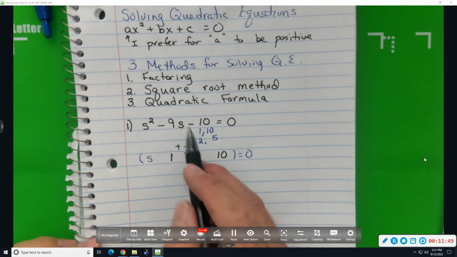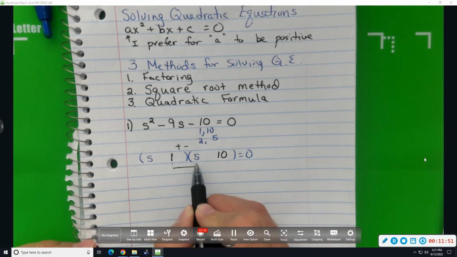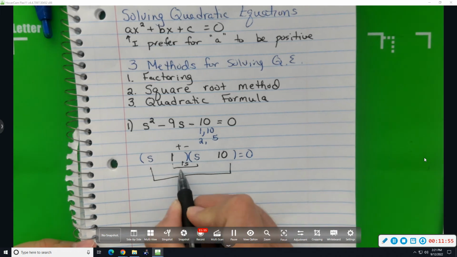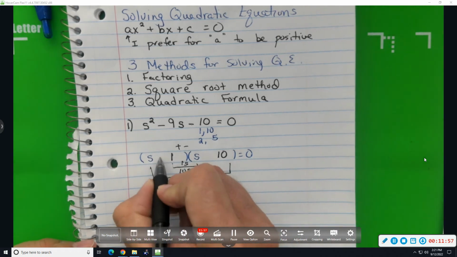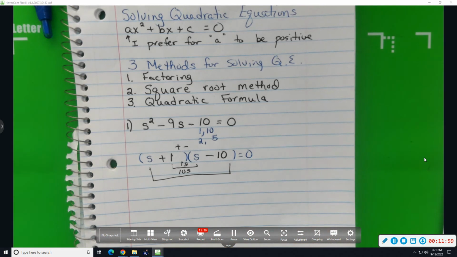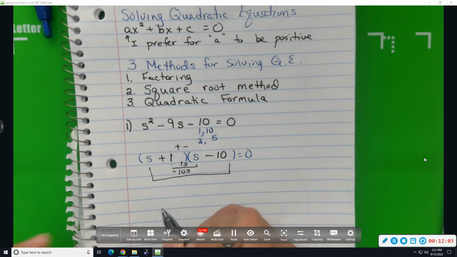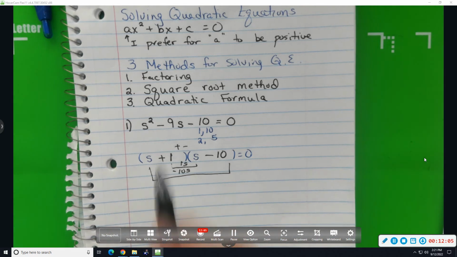To get a negative 9, we have a 1 and a 10. Plus 1 and minus 10, that's right, isn't it? We have a positive 1 minus 10. That would give us a negative 9.